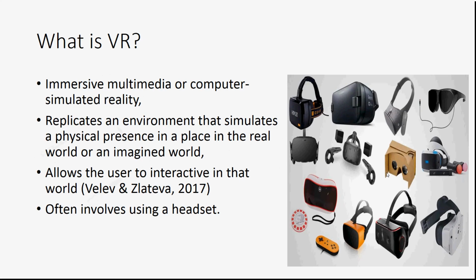So let's talk just real quickly about AR and VR. So virtual reality, it's just an immersive multimedia or computer simulated reality that replicates an environment and stimulates a physical presence in that place, either in the real world or imagined world. So, for example, you're riding a roller coaster, right? And so you're hearing the sounds. If you're wearing goggles, you're getting the motion through the movement of the camera, like you're on that roller coaster. So it's appealing to your senses, right, to replicate that environment.